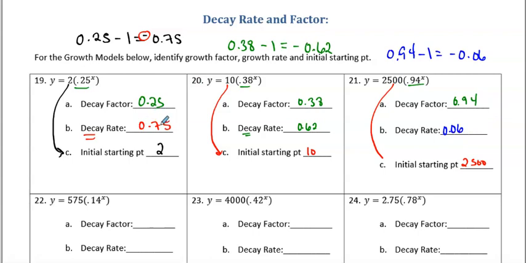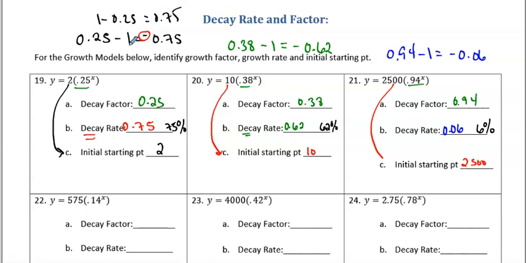Now you could always convert these into percents. So I'm going to move this over. So my decay rate is 0.75 or 75% decay rate. For number 20, 0.62 or a 62% decay rate. And the last one, 0.06 or a 6% decay rate. All right, so similar fashion, and I did 0.25 minus 1 to show the negative. I could have done 1 minus 0.25 and still got 0.75, but I just want to emphasize that this is going to be negative, right?